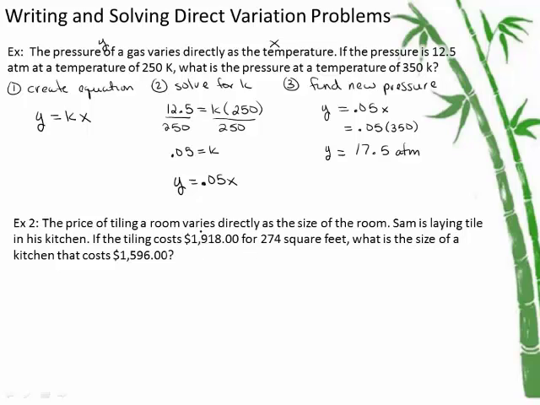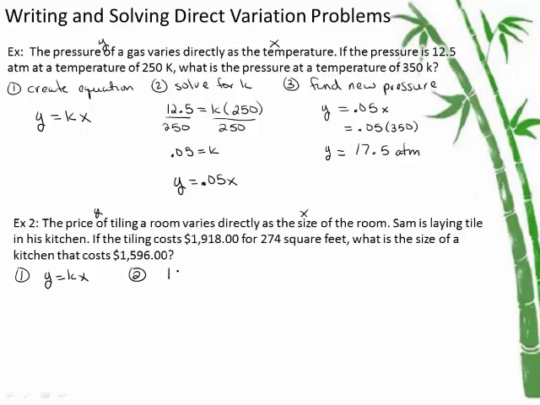Okay, the price of tiling a room varies directly as the size of the room. So the price we'll call Y and the size we'll call X. Sam is laying tile in his kitchen. The tiling is $1,918 for 274 square feet. So we want to know what is the size of a kitchen that would cost $1,596. So our first step is to create the equation. Our second step is to solve for K.